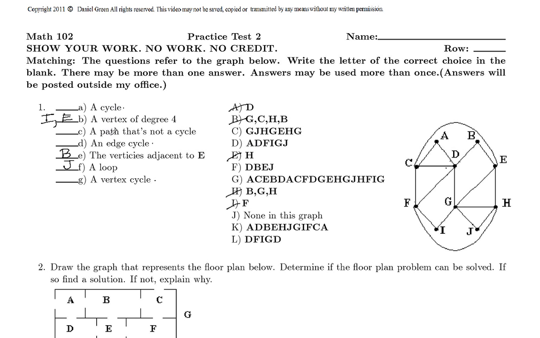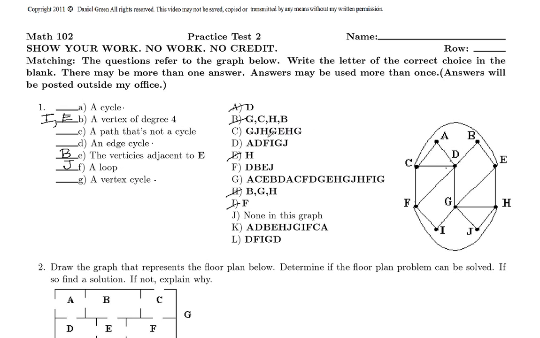It's not a path, because a path is going to start and end at different places. It's not a cycle. And then it's not an edge cycle, it doesn't use every edge. A vertex cycle, it doesn't use every vertex, so it can't be any of those. So this one, I don't want to make a decision on that.